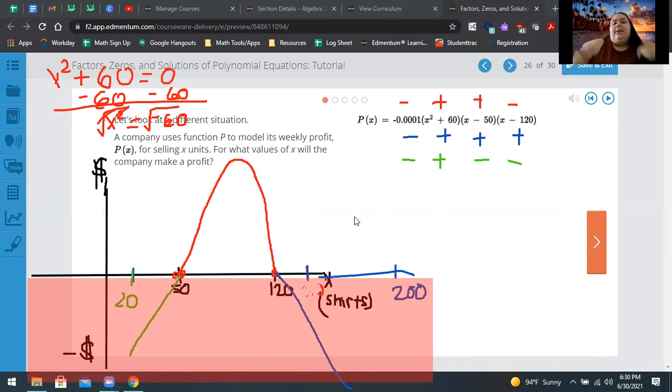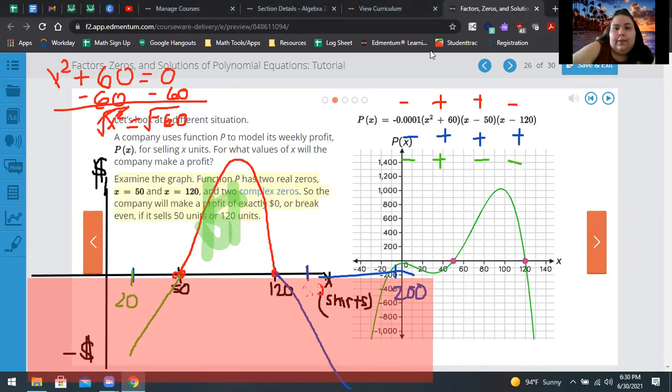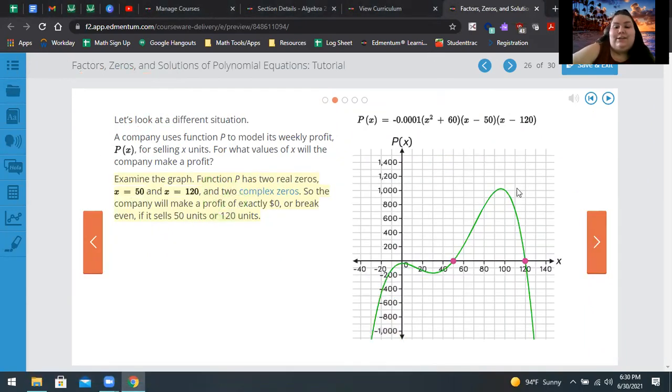So if you think about it, the only time you're going to make profit is if you sell between 50 to 120 shirts. If you sell more than 120, you're going to be in debt. If you sell less than 50, you're also going to be in debt. Again, this area is where you're making the big bank. So keep that in mind. That's what they're going to describe here for you. Their graph is a lot more accurate compared to mine.